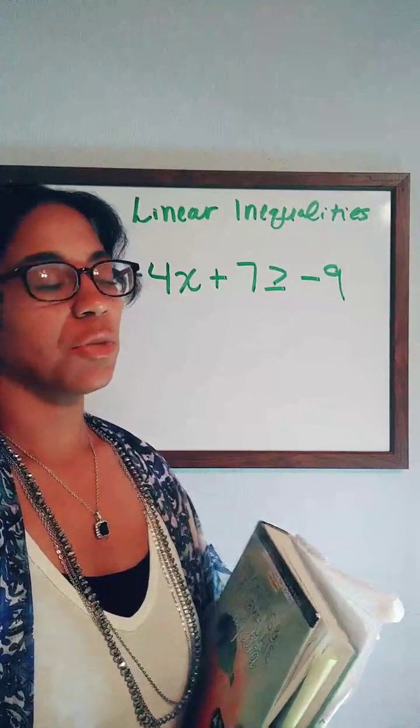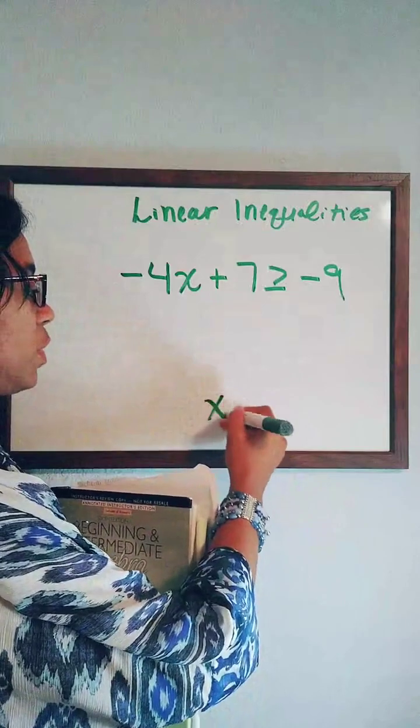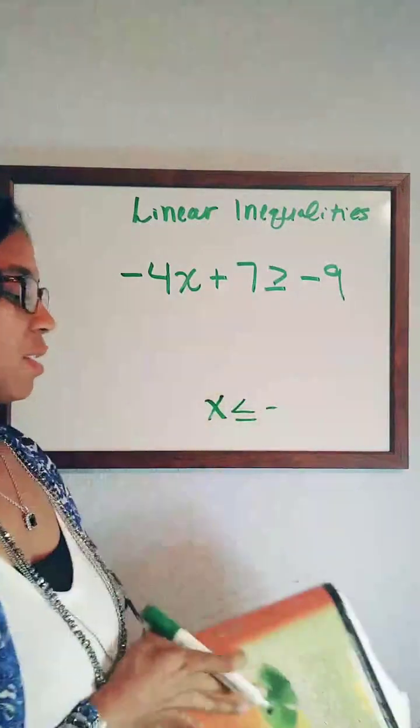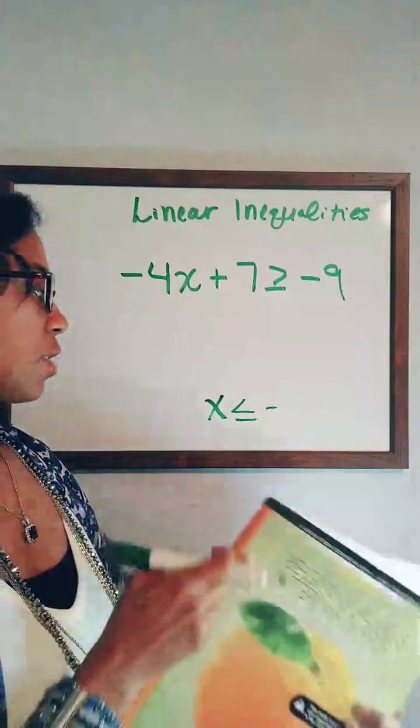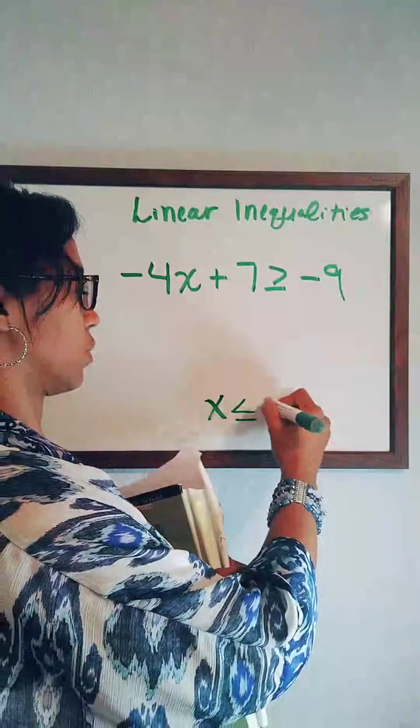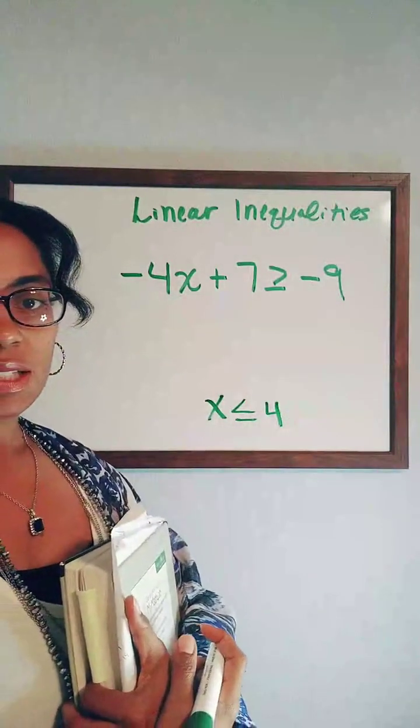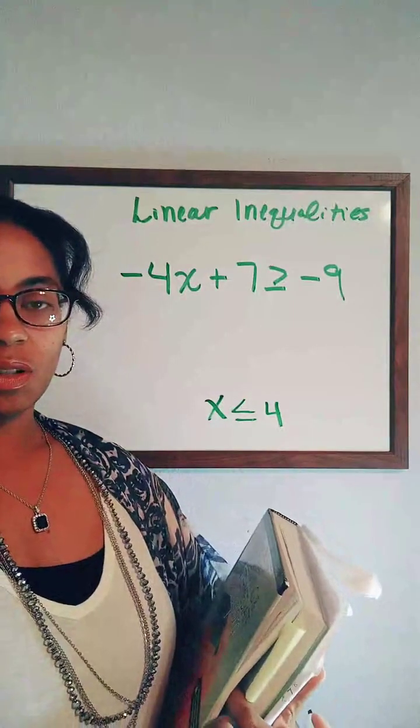It should be less than or equal to 4. So x should be less than or equal to, is it +4 or -4, y'all? +4? So the answer is x is less than or equal to -4.